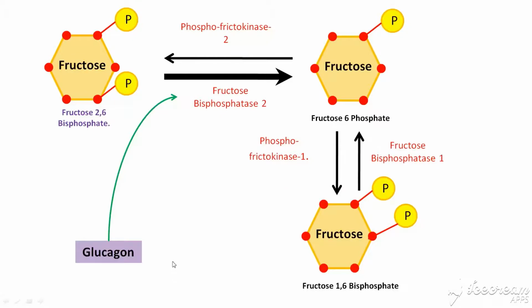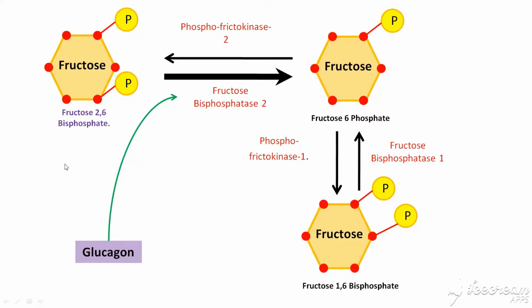Okay, now on to glucagon. So glucagon is a stress hormone, and it's going to be released during the fasting state. So it's going to be released during a state where there's low glucose in the blood. So the net effect of glucagon is that it's going to induce the enzyme fructose bisphosphatase 2. So it's going to induce the enzyme that converts fructose 2,6-bisphosphate back into fructose 6-phosphate.